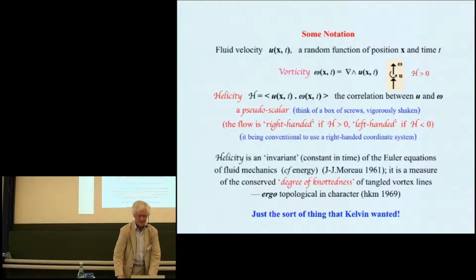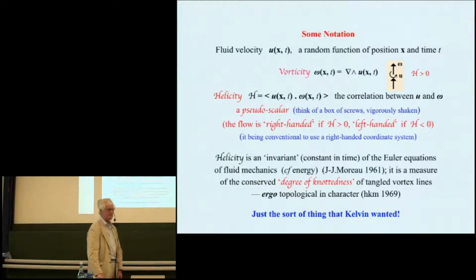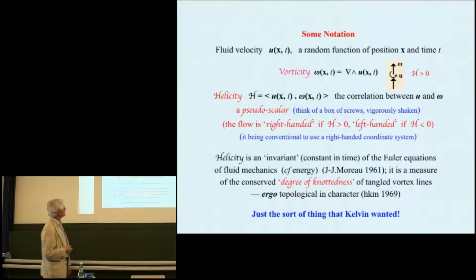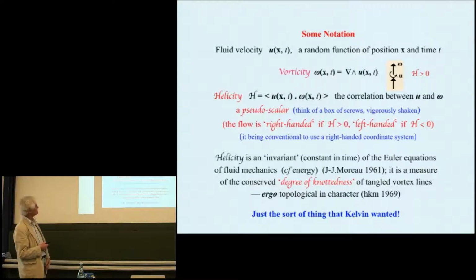Okay, some notation. The fluid velocity u is a vector function of position x and time t, and we're in three dimensions always. In turbulence, it's a random function of position and time. It could be a laminar flow, and equally, then it's not random, it's well defined.